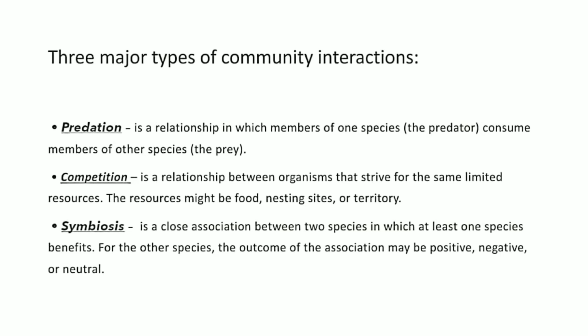And the third one is symbiosis. Symbiosis is a close association between two species in which at least one species benefits. For the other species, the outcome of the association may be positive, negative, or neutral.